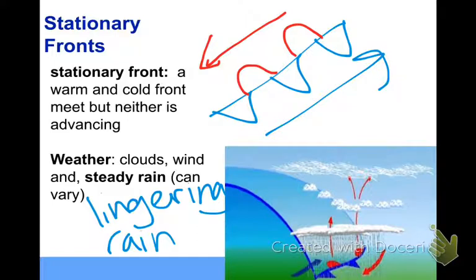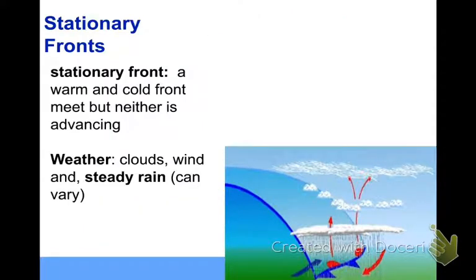So if you have rain for just a whole week straight and it's just not going anywhere, it won't move out of your area, it's probably from a stationary front. So it has the lingering rain. So go ahead and write down that symbol because I'm about to clear the screen so that I can draw what this would look like. Okay, and I'm going to erase the symbol now.